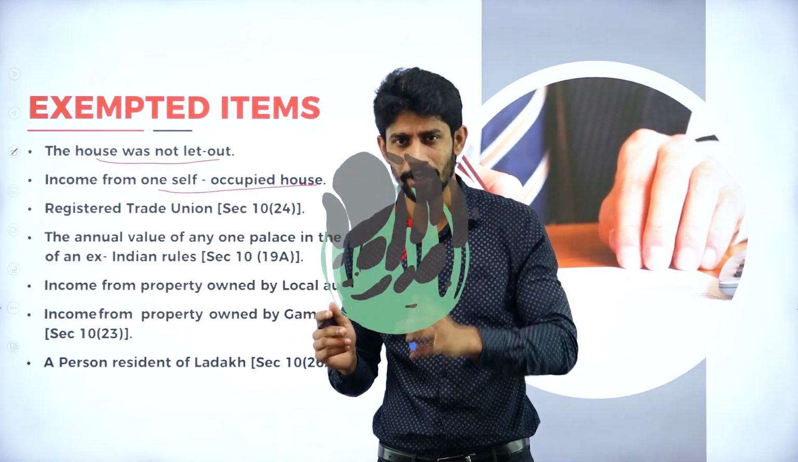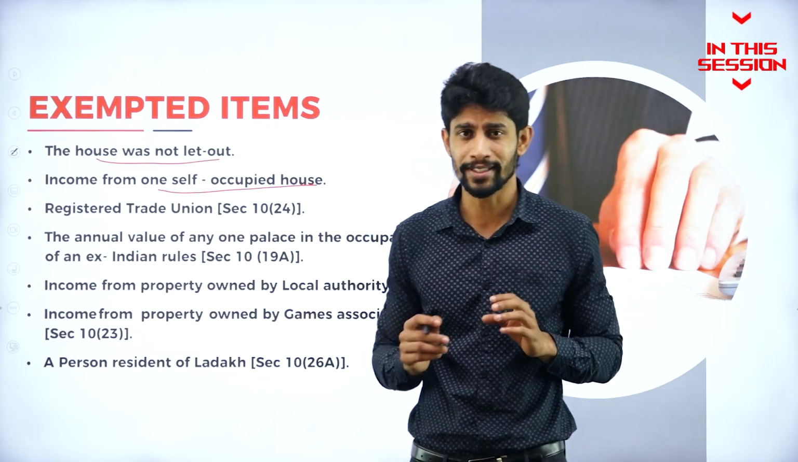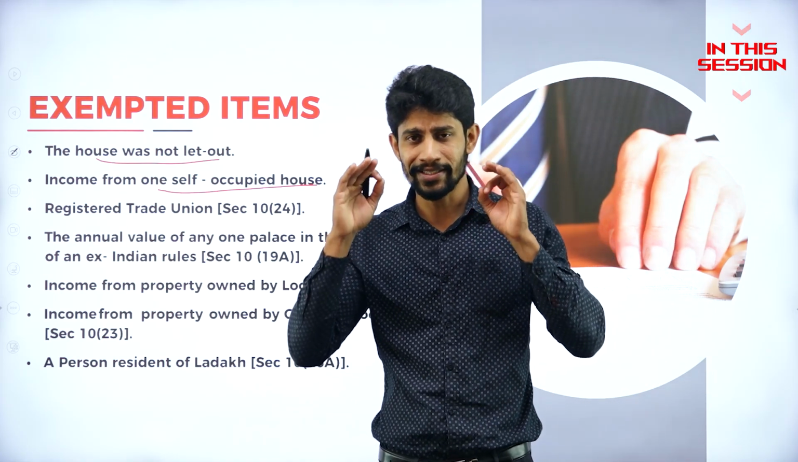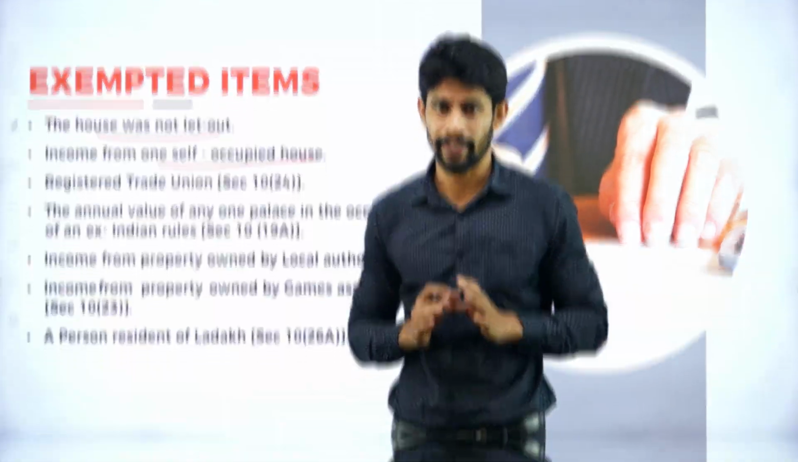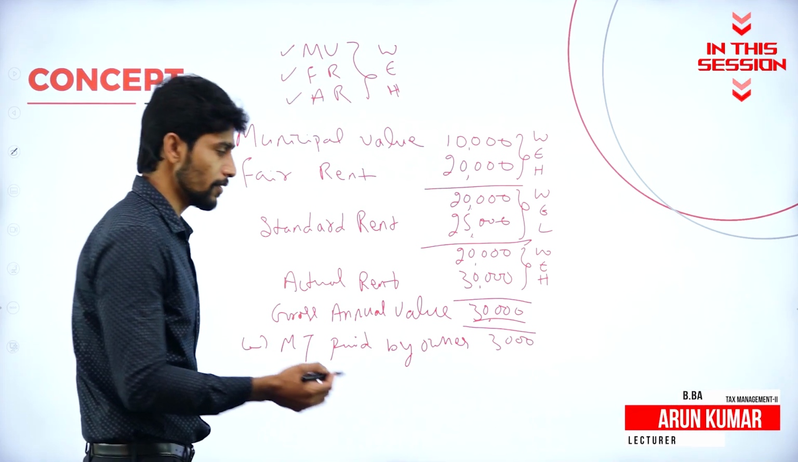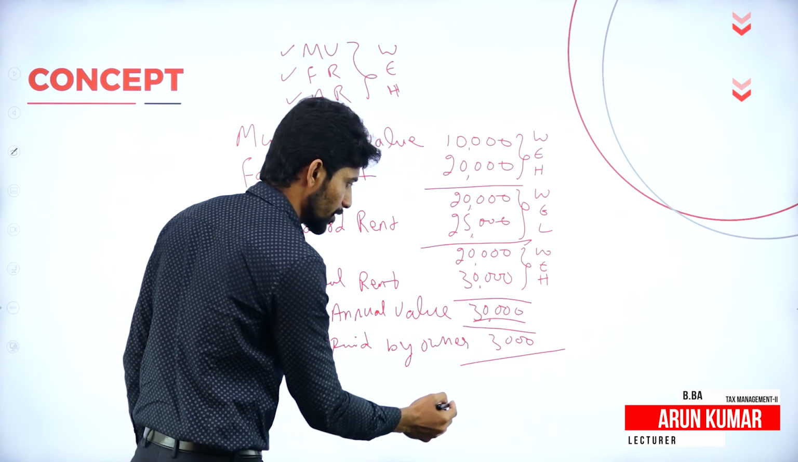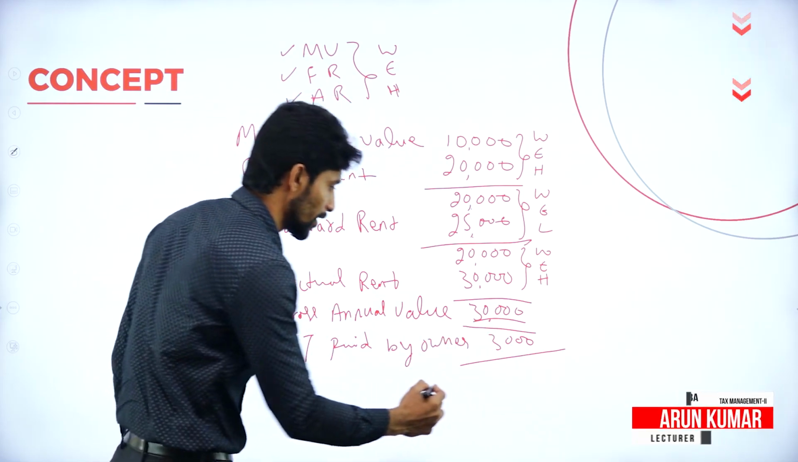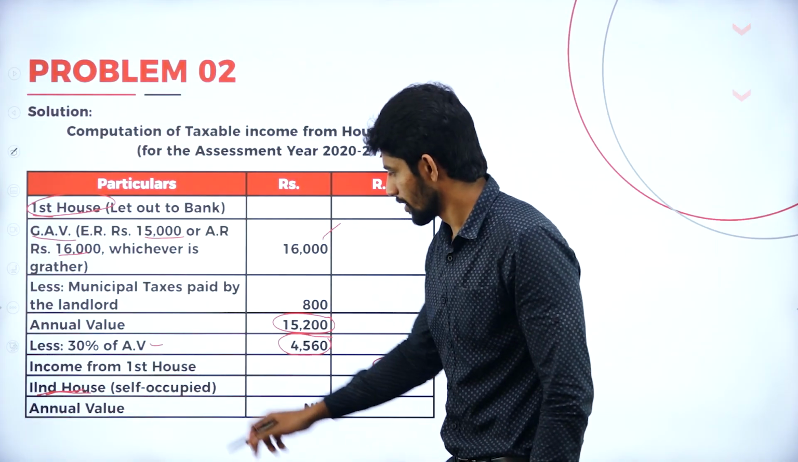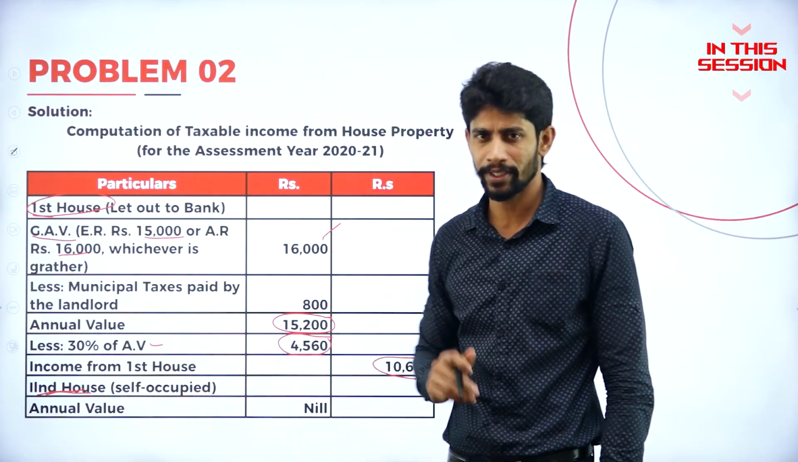If the house is occupied by the owner, then it is also exempt. Need not compute income from house property because it is occupied by the owner. He paid 3,000 rupees of municipal tax. Deduct 3,000, whatever the balance you will get. From this 30 deduct 3,000, the balance you will get is 27,000.